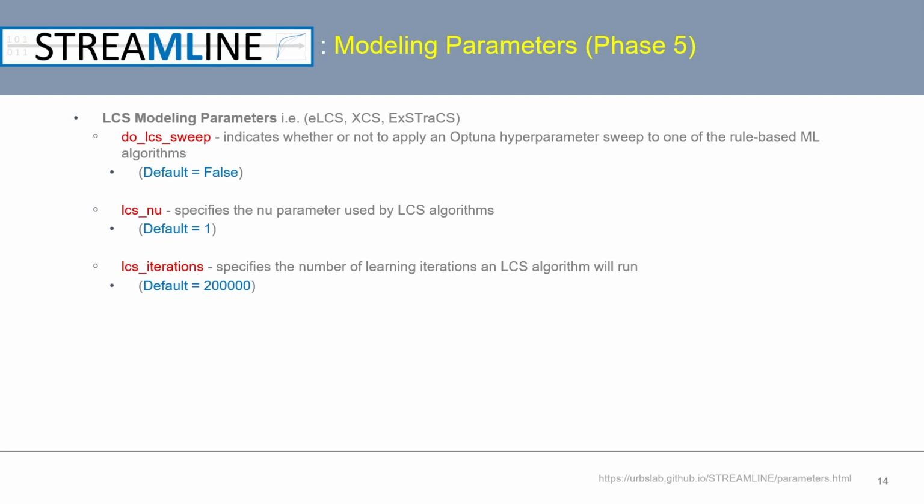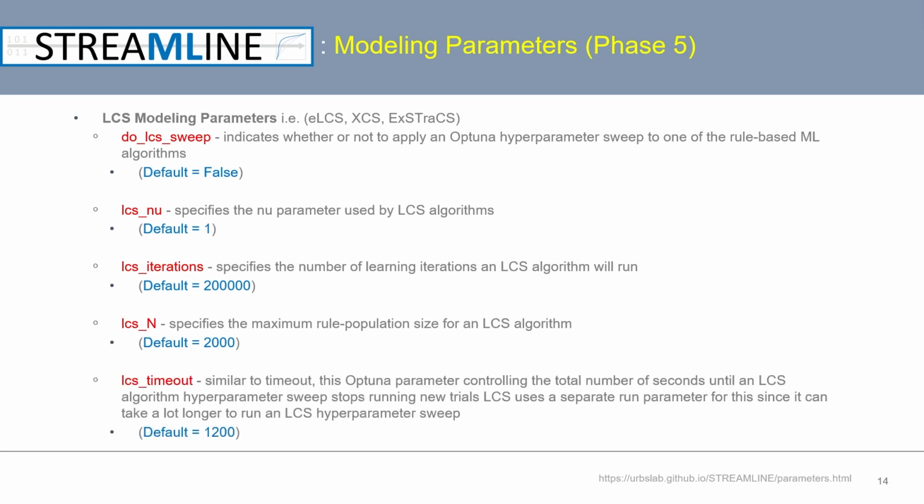LCS iterations specifies the number of learning iterations that an LCS algorithm will run. This is set to 200,000 by default and can be increased or decreased based on the size of the dataset or the expected complexity of the underlying problem. LCS-N specifies the maximum rule population size for an LCS algorithm. This is set to 2,000 by default, but again can be increased or decreased based on the size of the dataset or the expected complexity of the underlying problem.